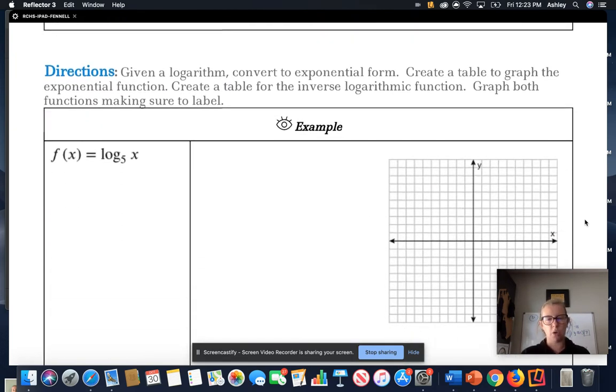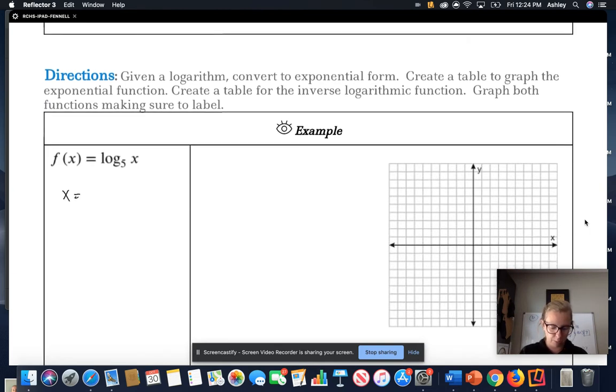All right, so how are we going to graph a logarithmic function? Well, the first thing we want to do is convert this to an exponential so that we can create a table, because we know how to do that for exponentials and we don't know how to do that for logarithms yet. So we're going to create a table using our exponential, which is our inverse function, right? So we know that for inverses, we swap our x and our y. So we're going to do x equals log base 5 of y.